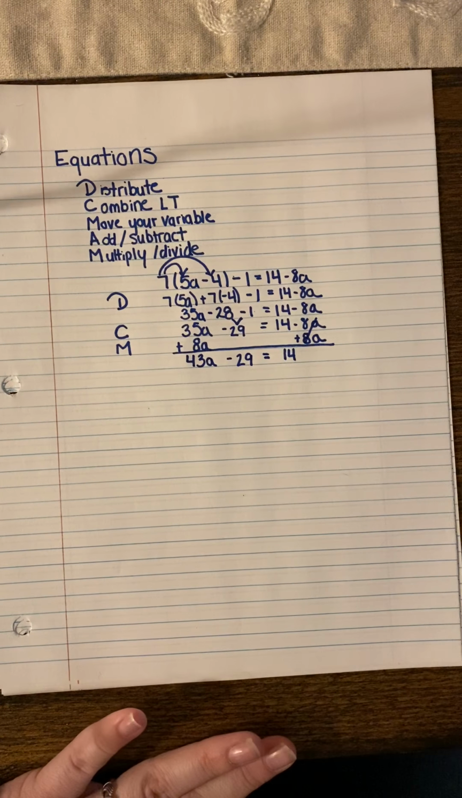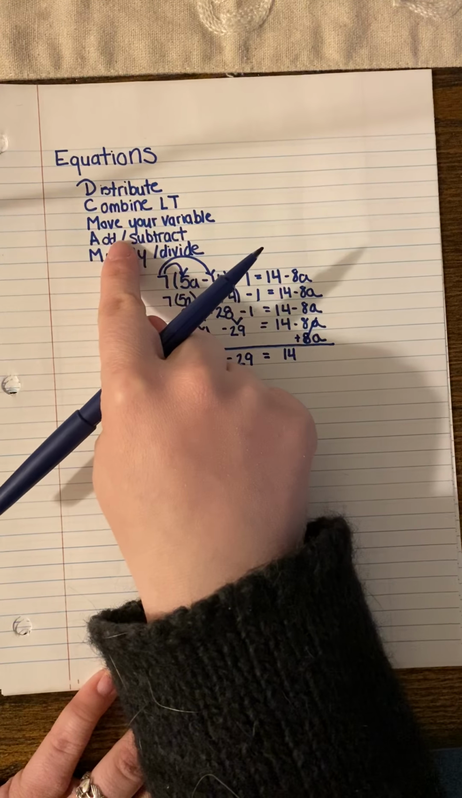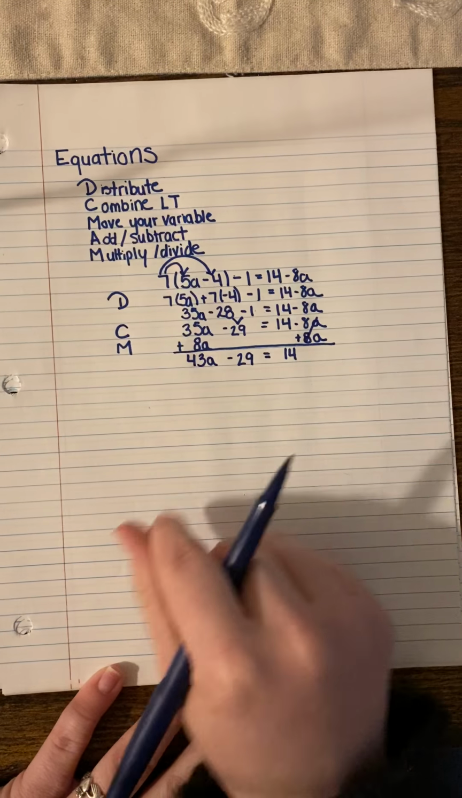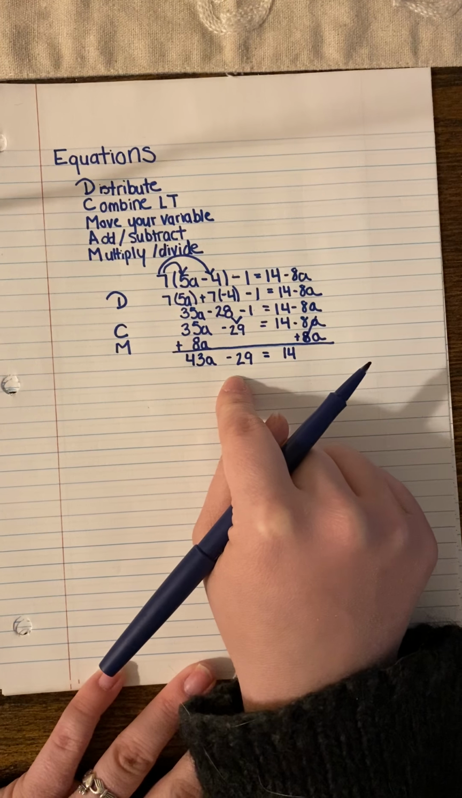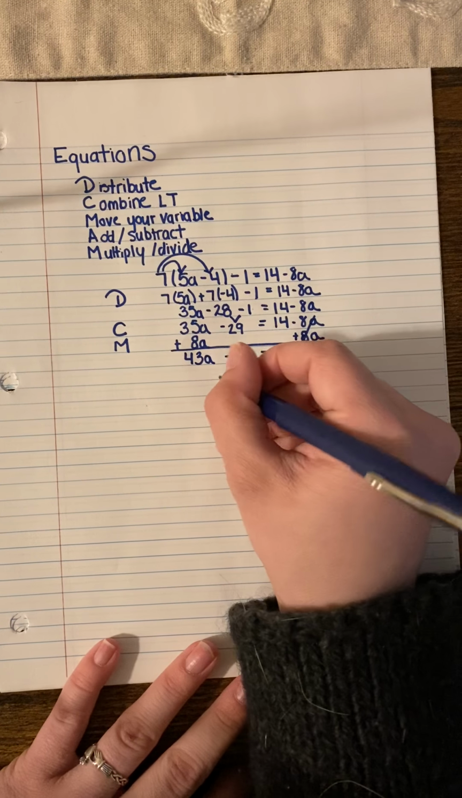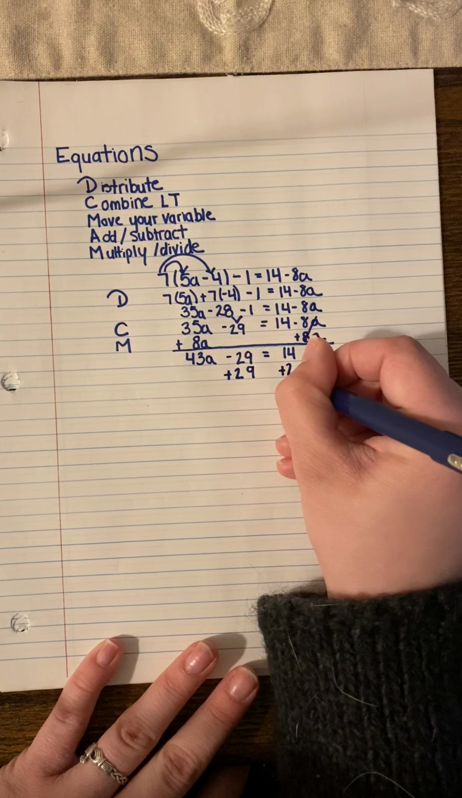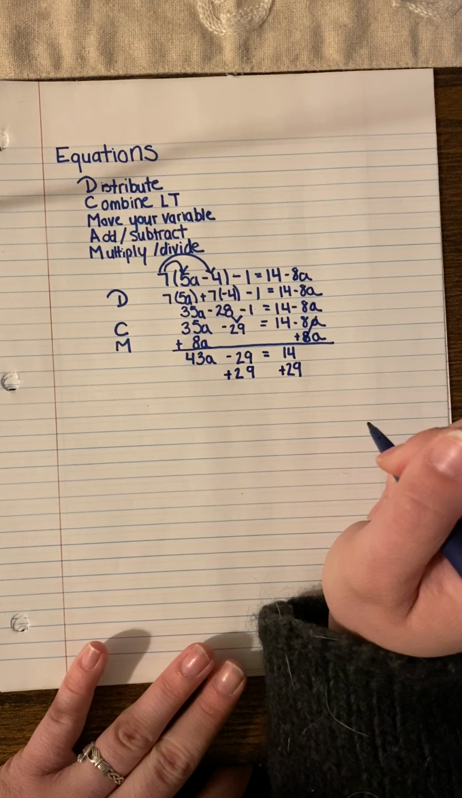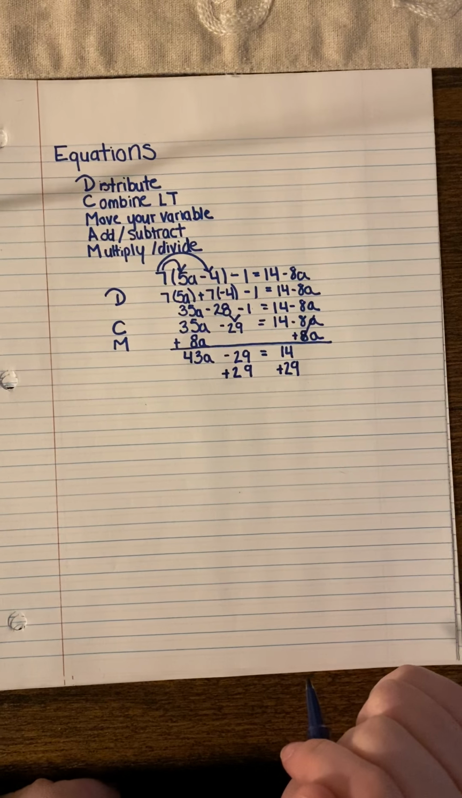We moved our variable, and now we're going to look at our constant, which has to be either added or subtracted. So right now I have a negative 29. So I have a minus 29. I'm subtracting 29. The opposite would be to add 29. So I add 29 to both sides. Because of what property? The property of equality. It will be on your test.